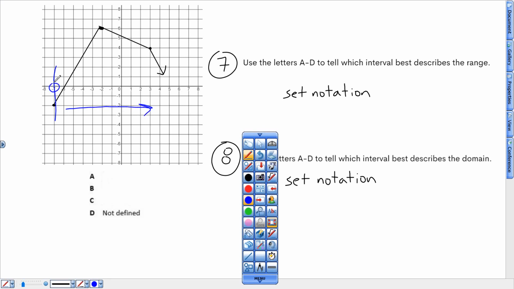So -7, that looks like a square bracket around that -7. And then even though this arrow is going down, it's going to the right. So that would be positive infinity. Do not put negative infinity. That's the fake out. Don't do that. It's going positive, going to the right.